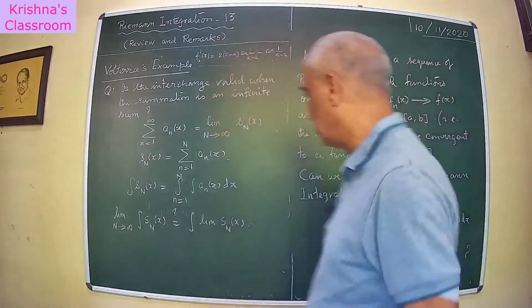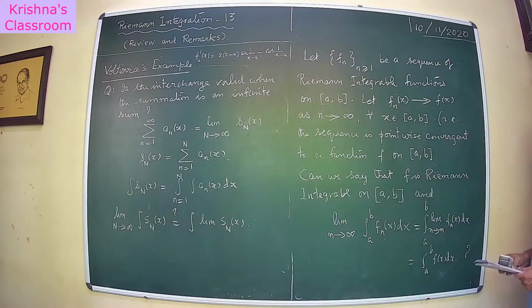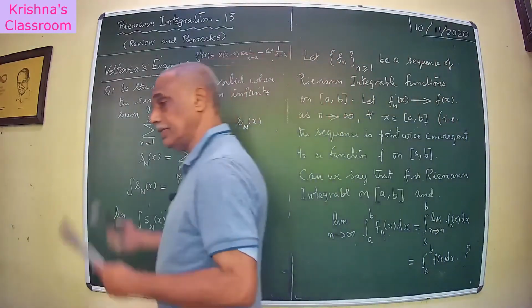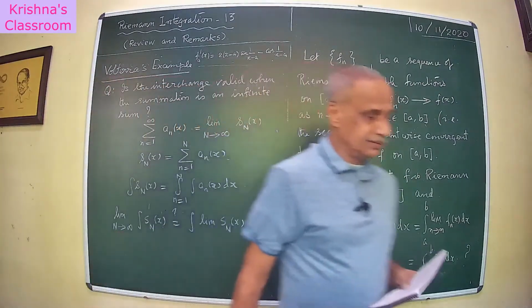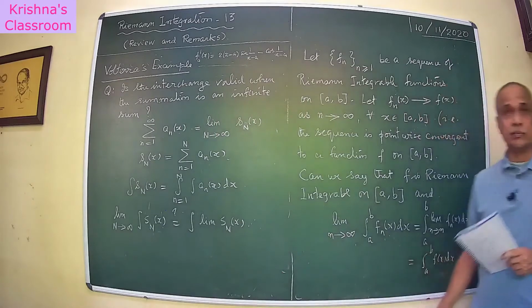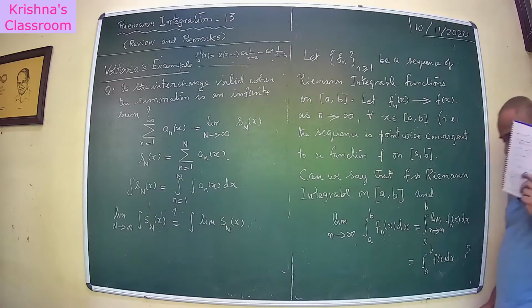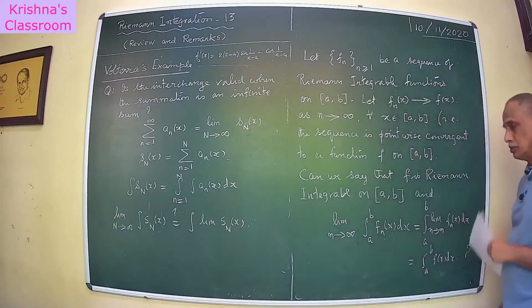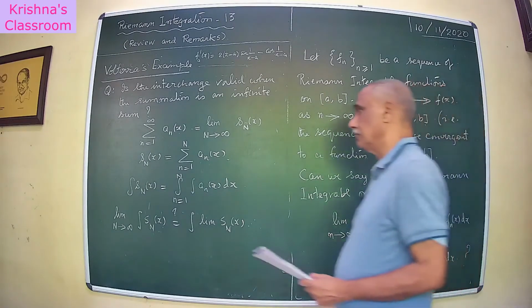Okay. So there are two questions here about the limiting function. The limiting function, is it first of all Riemann integrable at all? If it is not Riemann integrable, then there is no question arising. So the first thing is that it has to be Riemann integrable and the limit should exist, and the limit of the integral should be equal to the integral of the limiting function.